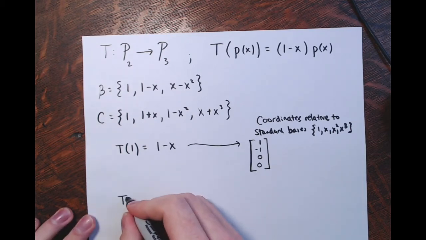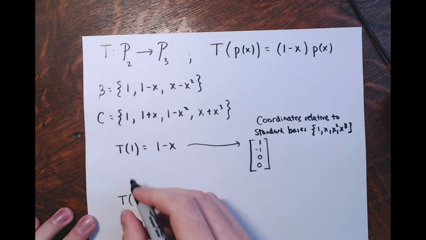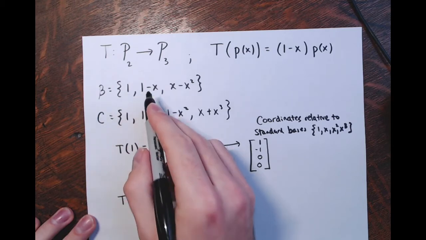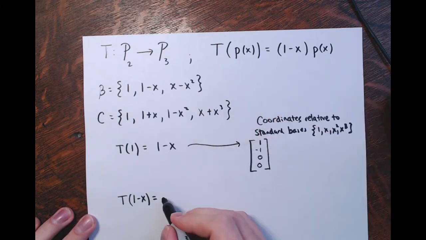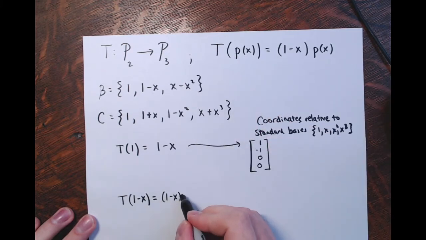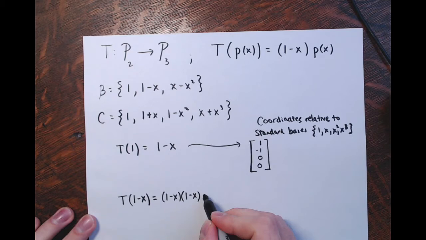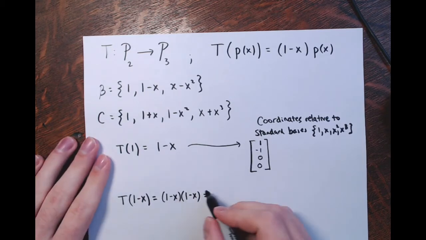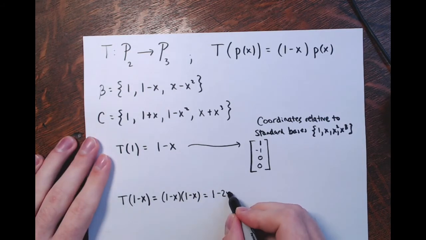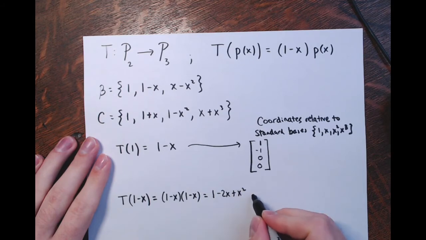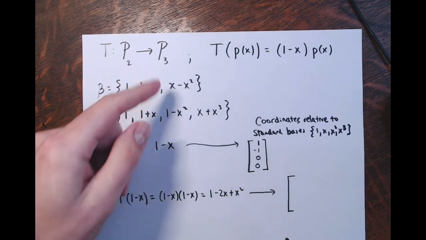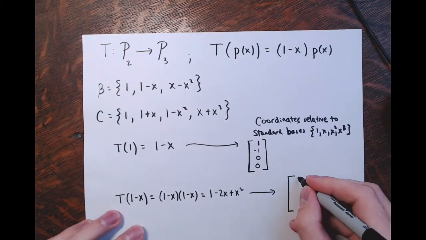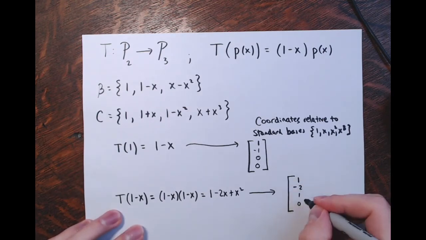Then T of the next basis vector from the domain, 1 minus x. Well, that would just be 1 minus x times 1 minus x again. So that'd be 1 minus 2x plus x squared. Now again, if I change this to coordinates relative to the standard basis for P3, it's 1, negative 2, 1, 0.